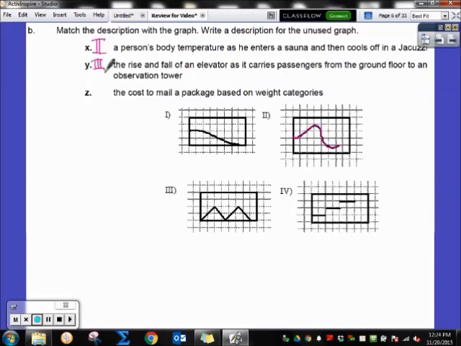Then the cost to mail a package based on the weight. In this case, we have these increments. If it weighs a certain amount, it's going to cost this price. If it weighs another amount, or the next poundage up, it would be this price. And then it would keep going up in increments. So D is 4. If we wanted to write an equation for number 1, we could say anything that is decreasing over a certain period of time, and the answers are going to vary.